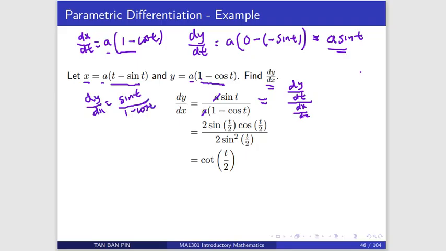In some questions, you might be asked to show dy/dx is cotangent t/2. Then you cannot stop here. You have to use trigonometric identities to change it and simplify to cotangent t/2. So we start from here and try to show that sine t over 1 − cosine t is the same as cotangent t/2. For that you need the half angle formula.